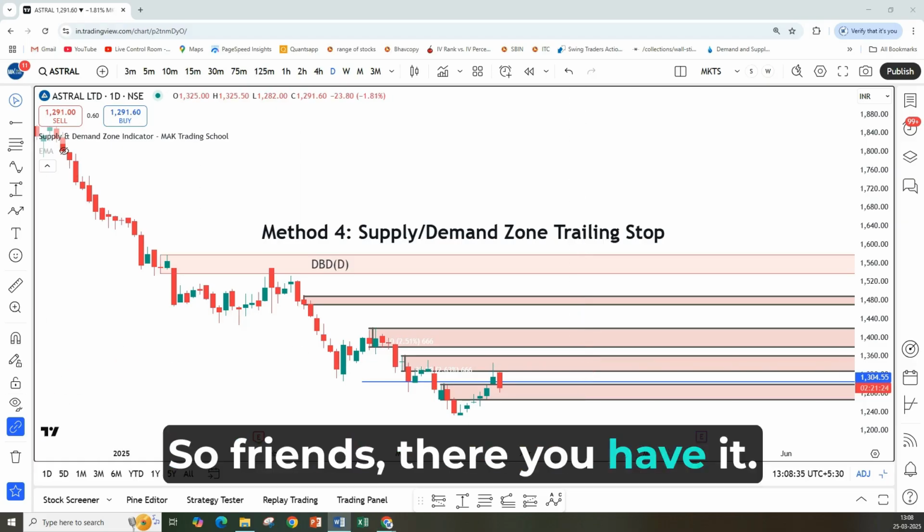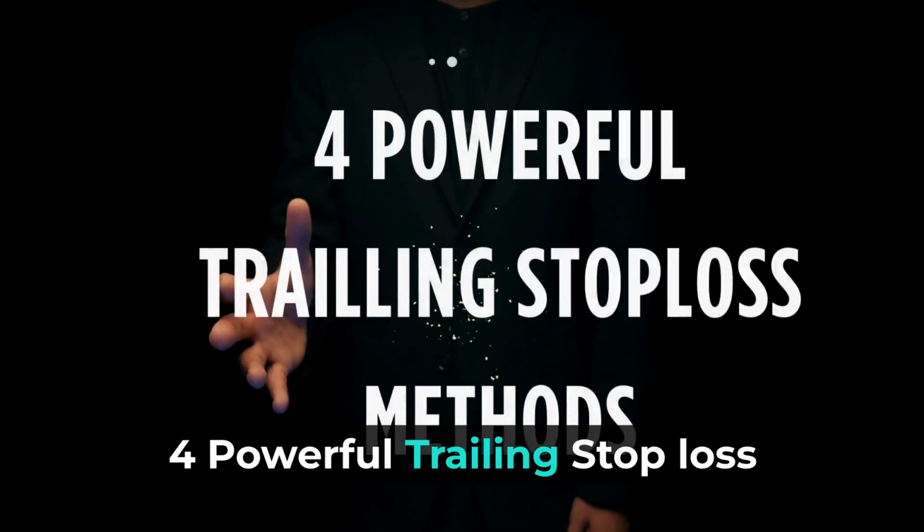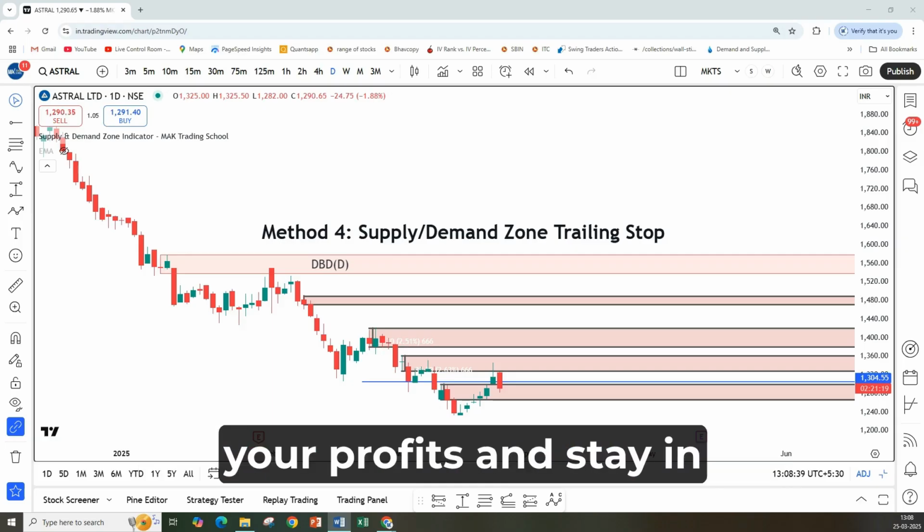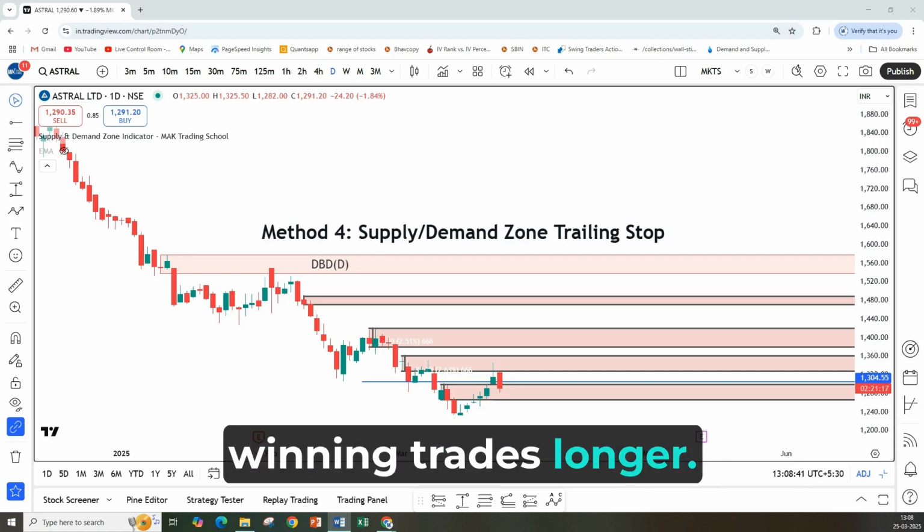So friends, there you have it. 4 powerful trailing stop loss techniques to help you protect your profits and stay in winning trades longer.